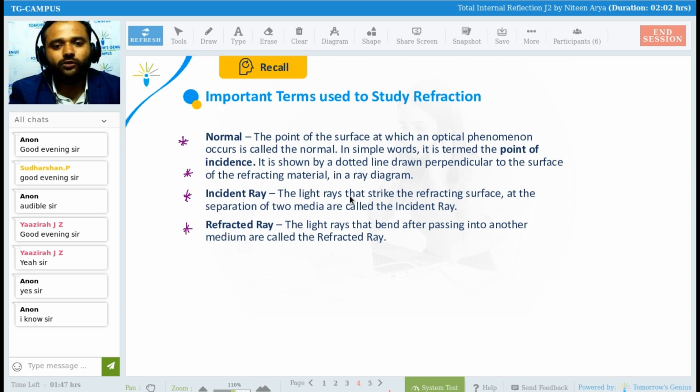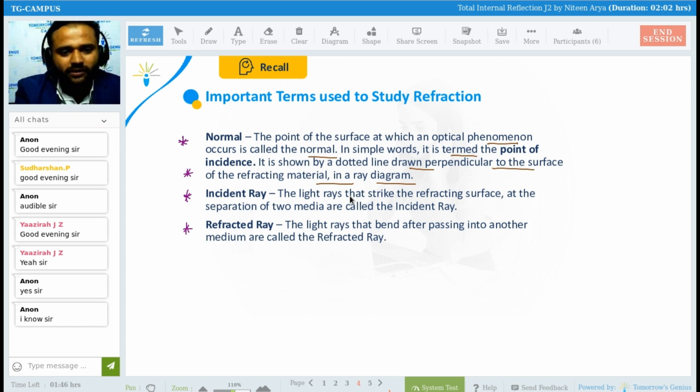Let's do this also. Normal: the point on the surface at which an optical phenomenon occurs is called the normal. In simple words, it is termed the point of incidence. It is shown by the dotted line perpendicular to the surface of a refracting material in a ray diagram. It is the particular point where we observe the phenomenon of refraction, where we draw a perpendicular to the surface to find the angle of incidence and angle of refraction. That is known as the normal.